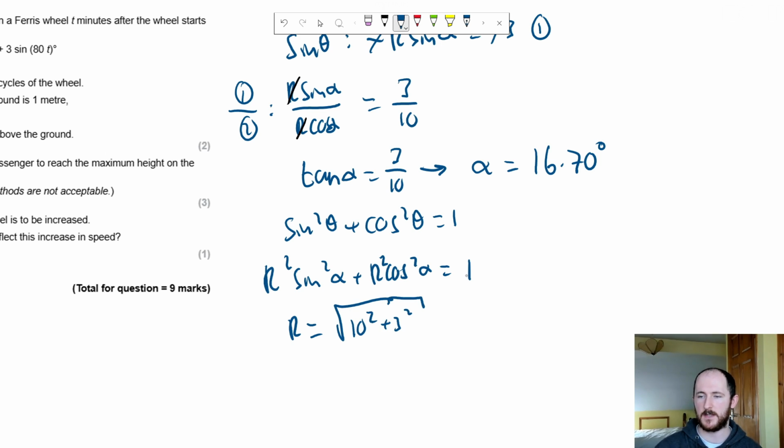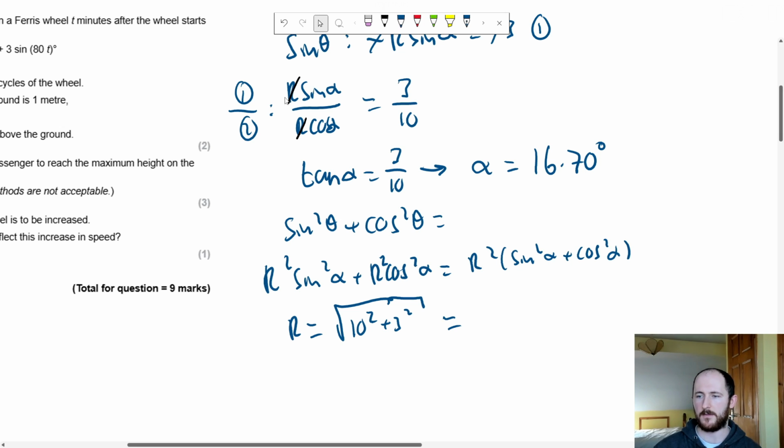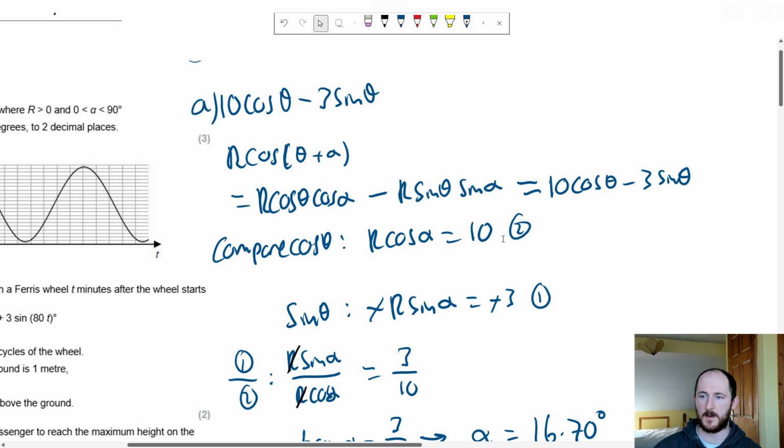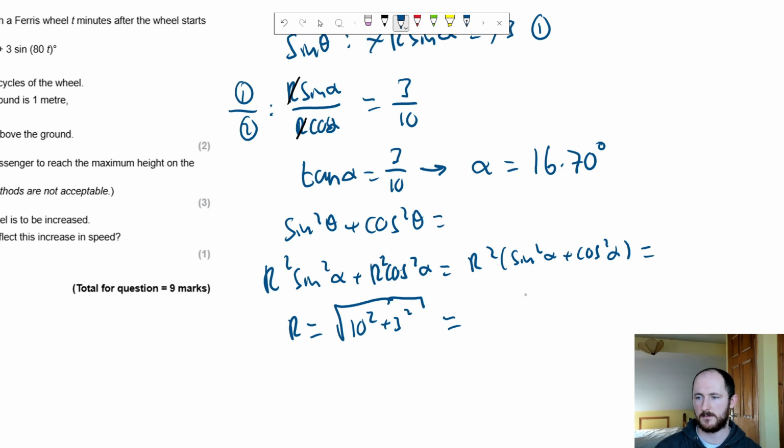So whichever way you want to do it, it's up to you. Actually, no, you wouldn't make it equal to 1. So again, if I write that out, we'll get r squared (sine squared alpha plus cos squared alpha). And then, of course, we know that sine squared plus cos squared is 1. So that goes to 1, and then you get your answer. So 10 squared is 100, 3 squared is 9, so that's square root 109. You can't square root that, so that's it.